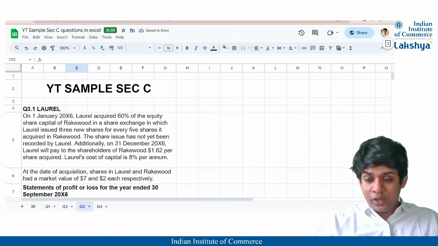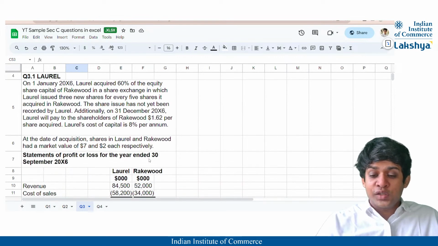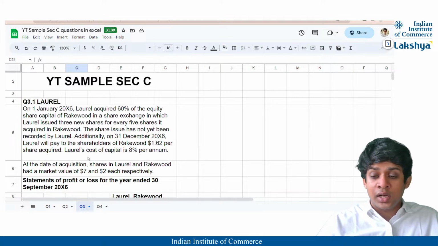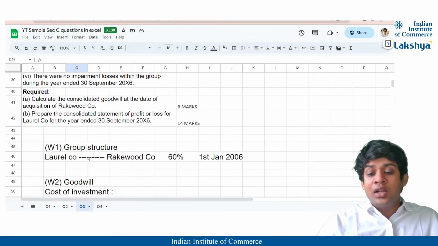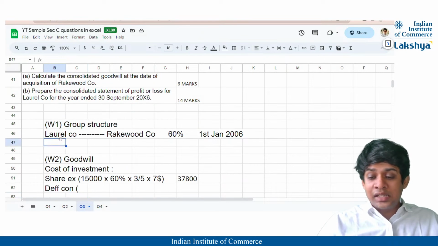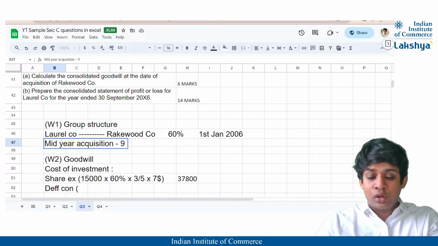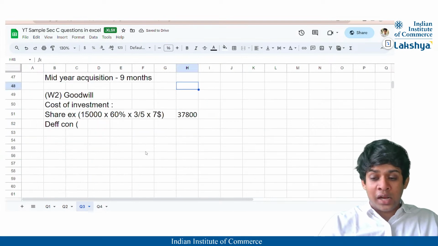Now, before moving on to the deferred consideration, you can see here you have to prepare the statement of profit or loss for the year ended 30th September 2006. But when have you acquired the company? You have acquired the company on 1st January 2006, correct? So that means January, February, March, April, May, June, July, August, September. You have done a mid-year acquisition of the company. So I just mentioned here this is a mid-year acquisition, and everything that is to be sorted, it is to be sorted for 9 months. So you have to calculate for 9 months.